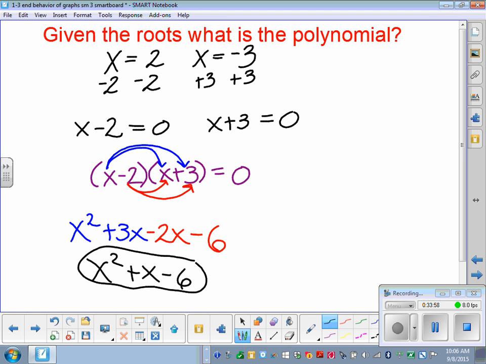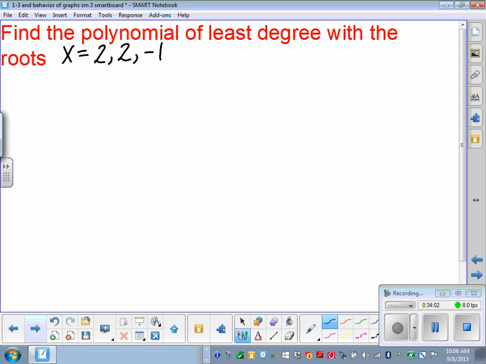It might be worded differently, so I worded this one how you might see it. Find the polynomial of least degree with these roots. So once again, this one's a little bit harder because we're going to have to multiply 3 together, but let's go through it. These are the solutions, guys. X is equal to 2, x is equal to 2, and x is equal to negative 1.